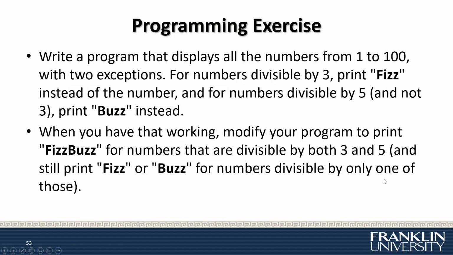How about this one? Write a program that displays all the numbers from 1 to 100 with two exceptions. For a number that is divisible by 3, print fizz instead of the number. And for a number divisible by 5 and not by 3, print buzz. Once you get this program working, modify the program to print fizzbuzz for the numbers that are divisible by both 3 and 5, but you still print fizz or buzz for a number that is divisible by only one of those two.